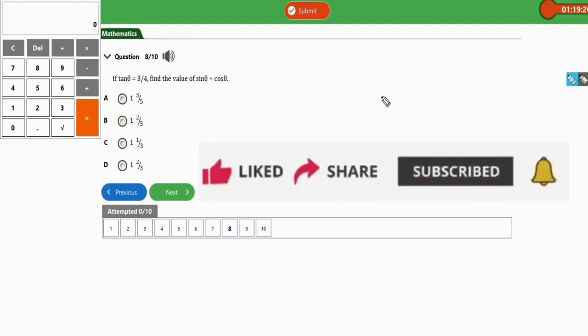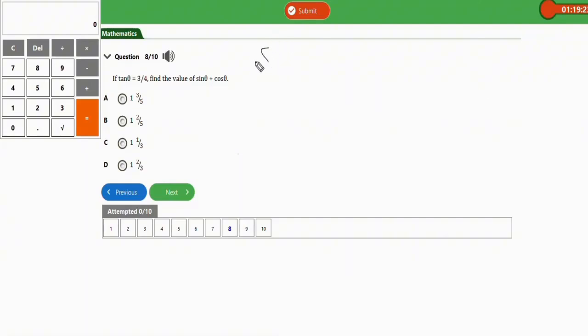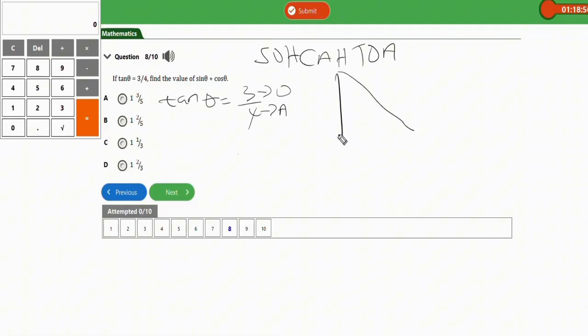Now remember the acronym SOHCAHTOA. This is very, very important, guys. From SOHCAHTOA, our tan theta is 3/4. Remember, this 3 is the opposite and this 4 is the adjacent. So we have to find sin theta plus cos theta in a right angle triangle. This is the sketch. So this is the opposite, this is the adjacent, and this is the hypotenuse. The opposite is 3, the adjacent is 4. We're looking for the hypotenuse x.